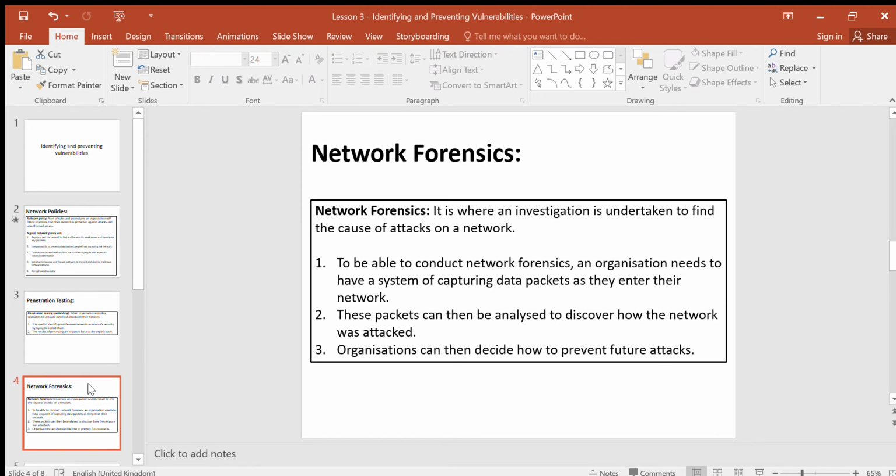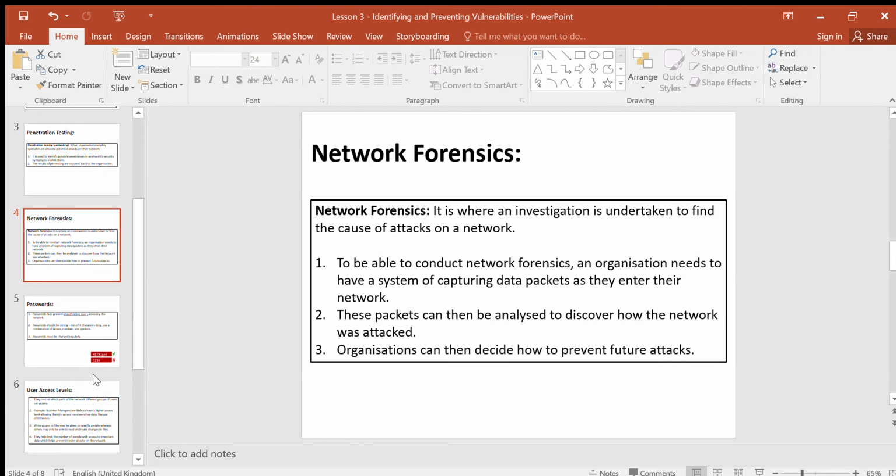Moving on to network forensics, this is where you are investigating the causes of attack on a network, so trying to find out what's happened so you can prevent it happening again. Now, in order to enable network forensics to take place, a company needs to have a way of capturing data packets, because those packets will need analysing. They will give information as to how the network attack took place. That information can then be used to prevent it happening again.